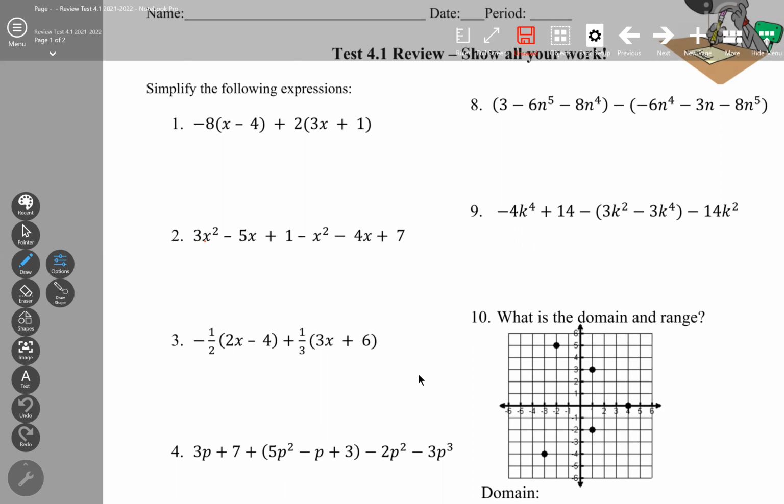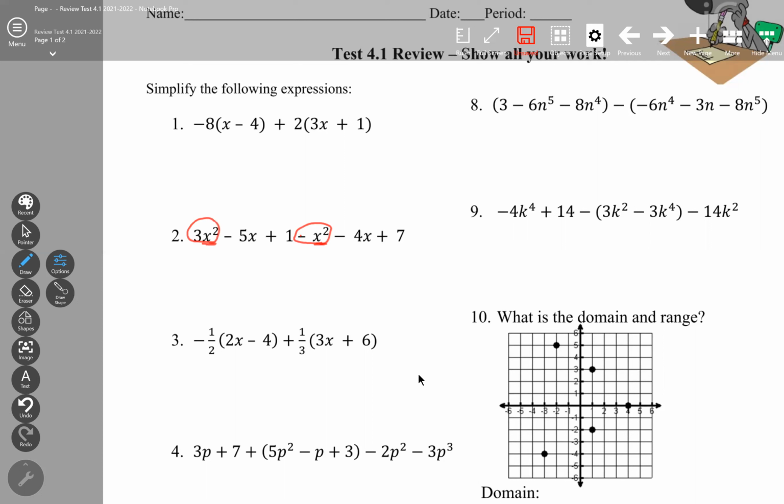So the first one here, I see I got x squared, right? It's 3x squared. So I'm going to look through all the other terms here. I have a negative 5x, a positive 1, a negative x squared, a negative 4x, and a positive 7. I'm going to see if anything else has an x squared on it. So I see here, I got this x squared. So this 3x squared and this negative x squared, those can go together, right? Because they both have x squared.